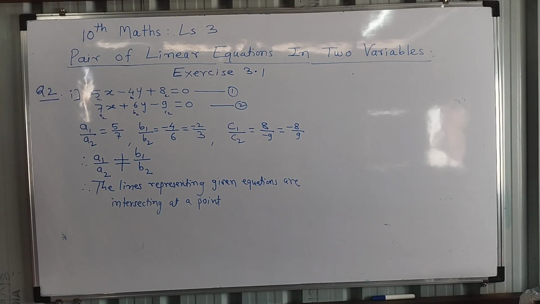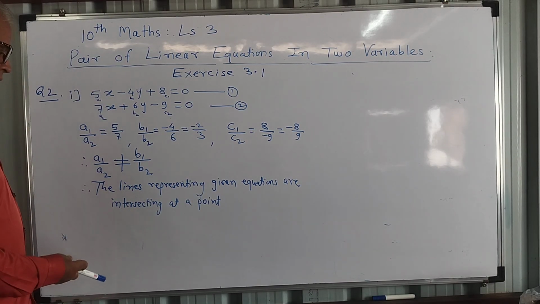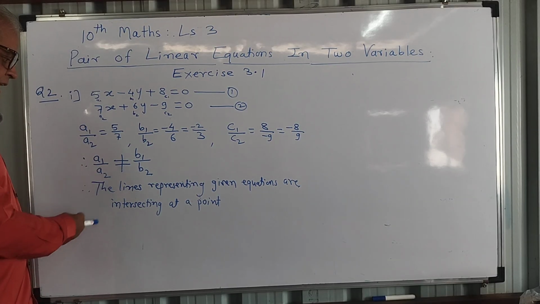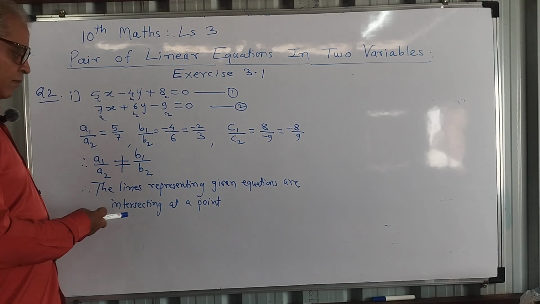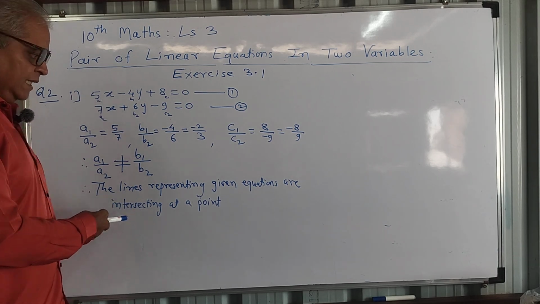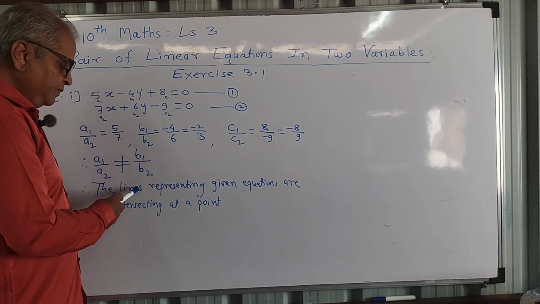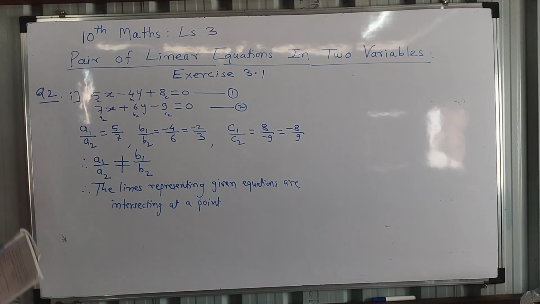Only by considering the ratios, we need not solve these equations. Only by studying the ratios of A1 upon A2, B1 upon B2 and C1 upon C2, we can write the nature of solution. That these equations have unique solution. That means they are consistent and the lines are intersecting at a point. But only the nature of lines is asked, nature of graphs is asked. That's why we write only the answer, the lines representing given equations are intersecting at a point.